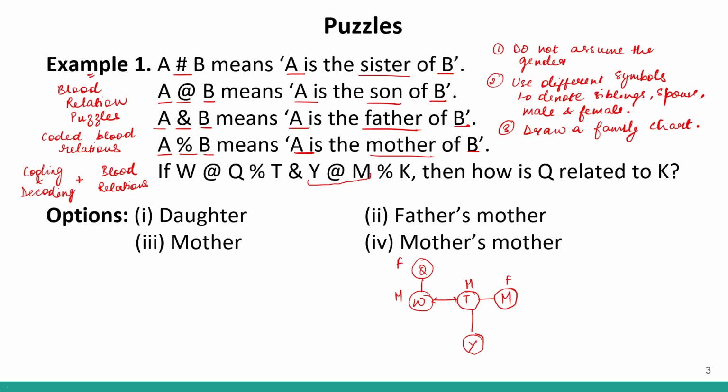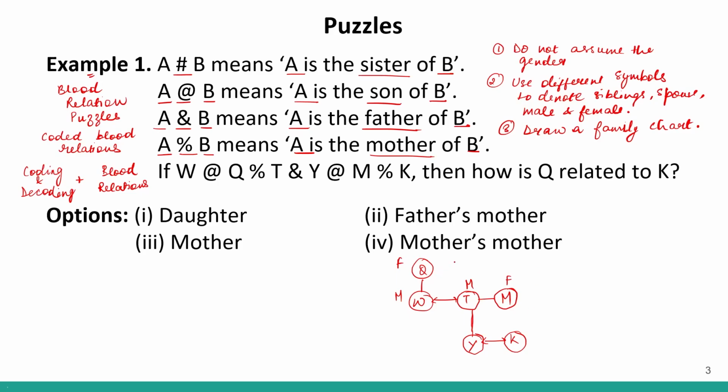T is male, M is female. They will be parents of Y. Moving forward, M@K, it is given to us that M is the mother of K. So M is the mother of K means that Y will have a sibling K, but the gender of Y and K are unknown. Okay, so we will not represent Y and K with the gender, but everyone else has a gender.